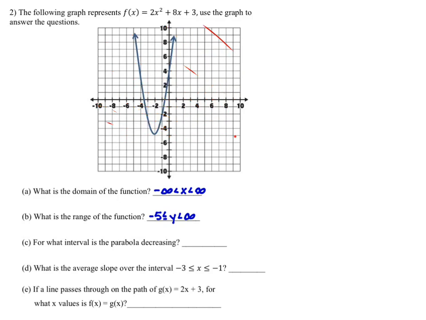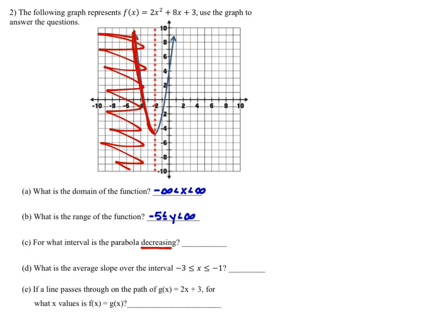For the next question, it says what interval is the parabola decreasing? Well, we're going to cut the parabola differently this time. We're going to cut the parabola along the axis of symmetry. Now, which side of the axis of symmetry do you see the parabola decreasing or going downhill? You can see the parabola decreasing on this side. This part of the parabola you can see is decreasing because remember we always read left to right.